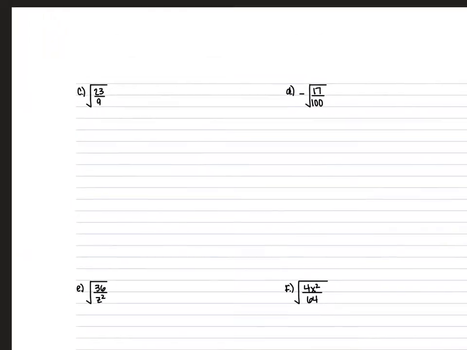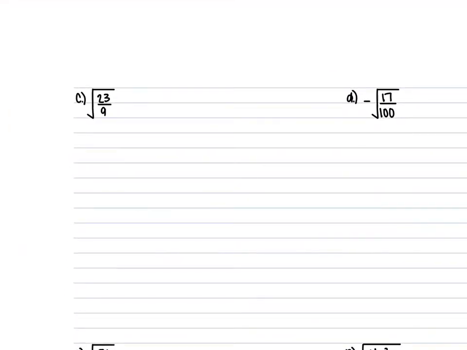If we look at example C, we have the square root of 23 over 9. So again, we're going to rewrite this as the square root of 23 over the square root of 9. 23 is a prime number. We cannot do anything with that. So it's going to stay the square root of 23. The square root of 9 is 3. So this gives us the square root of 23 over 3.